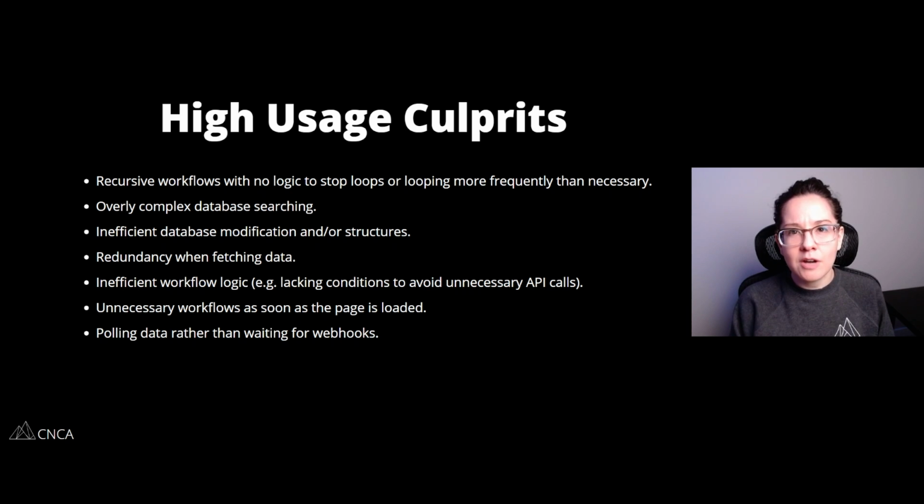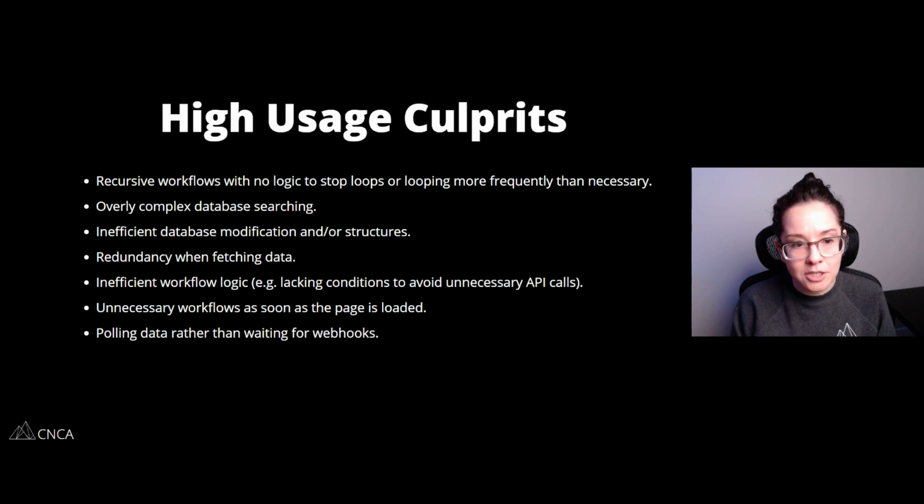Overly complex database searching. If you're finding that you're having to create all sorts of complicated filters or constraints on your searches, it's probably speaking to an inefficient database structure, right? So how you configure your data types, your fields, your option sets, the relationships between everything, a lot really comes down to the architecture of your database. That also leads me to my next point, right?